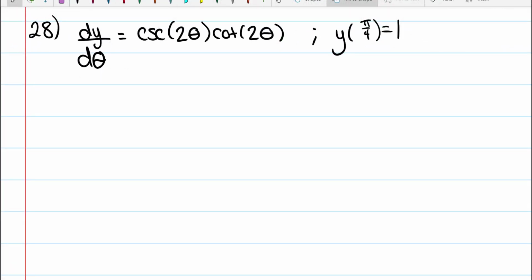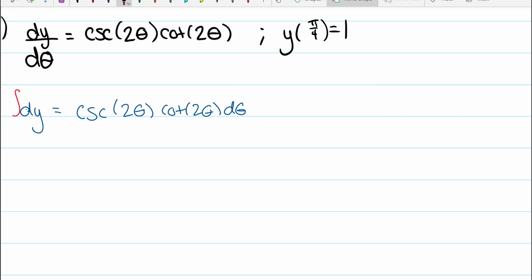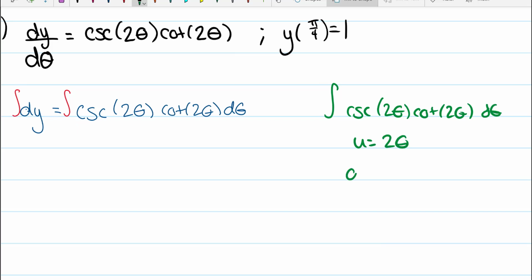Number 28. We get that dy is equal to cosecant of 2 theta cotangent of 2 theta d theta. So we're going to integrate both sides, and to do that we're going to need a u sub. So the integral of cosecant 2 theta cotangent 2 theta, I'm going to let u equal 2 theta, so du is equal to 2 d theta, so 1/2 du is equal to d theta.